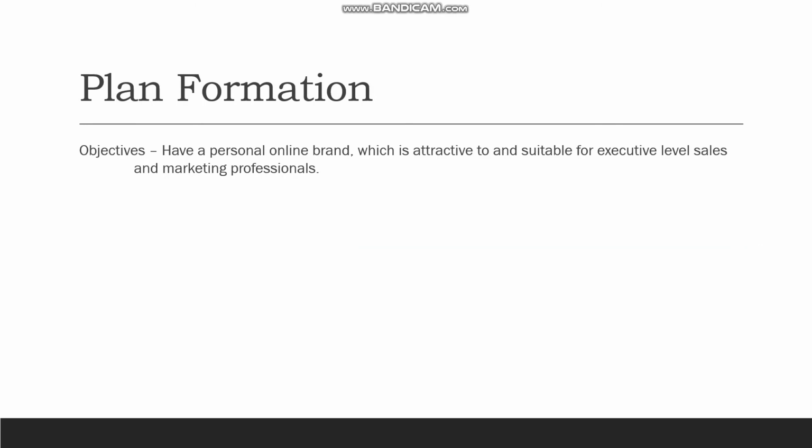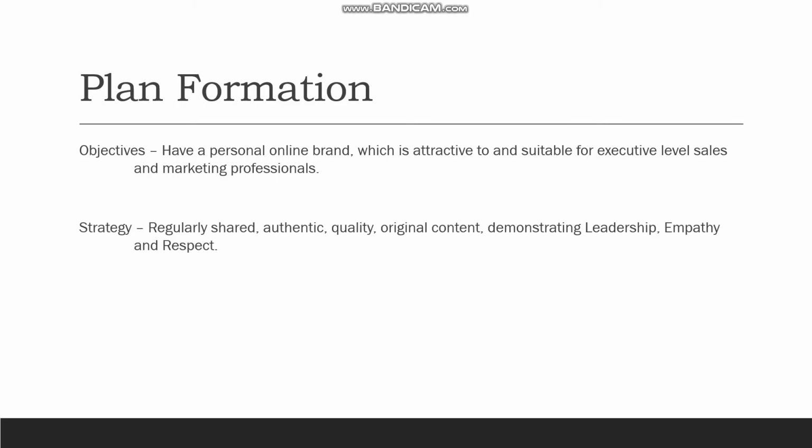So with the objective in mind, how do we get there? With the unique value proposition of regularly shared, authentic, quality, original content demonstrating leadership, empathy, and respect. Time will be scheduled on a weekly basis to review and engage with more structure.